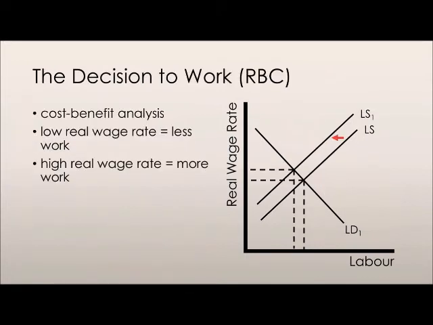According to the real business cycle theory, people decide whether or not they want to work by performing a cost-benefit analysis. They compare the return from working now to the expected return from working later. Workers work less when the real wage rate is low and work more when it is high. In addition, the lower the real interest rate, the less interest a person will get on their income. Thus, they would work less in the present and work more once interest rates increase. These two factors combined reduce the labor supply as well.